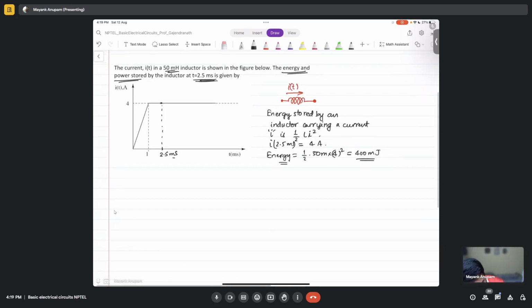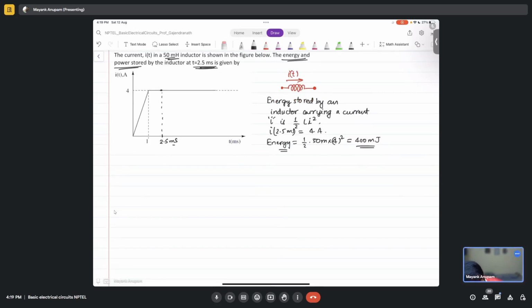So now tell me, what is the power stored by the inductor? Power is energy divided by time. What is the power stored by the inductor?